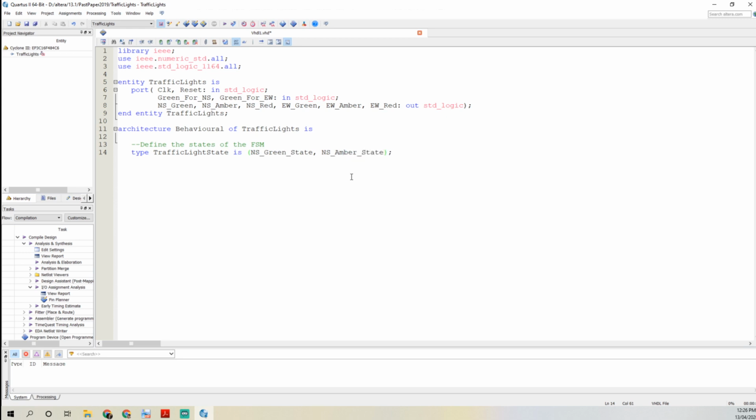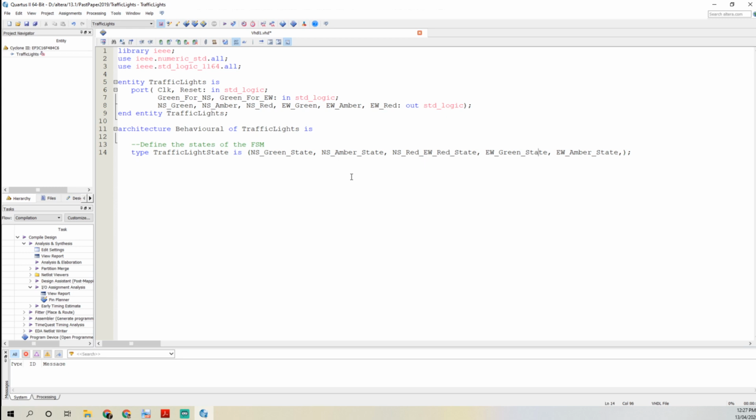So I have my north-south green state, my north-south amber or orange, whatever you want to call it, my north-south red east-west red state, my east-west green state, my east-west amber state.